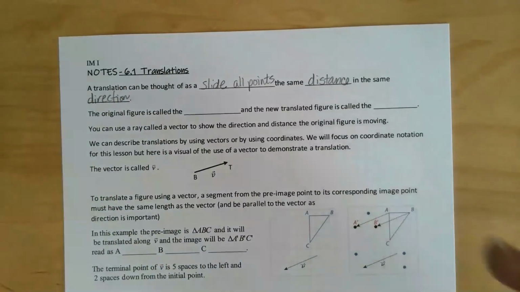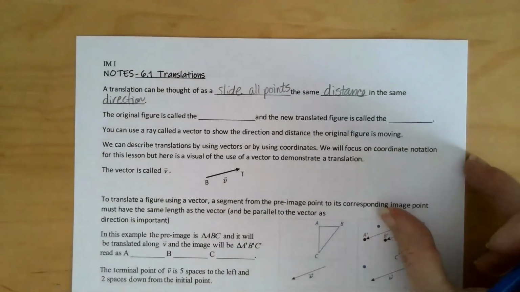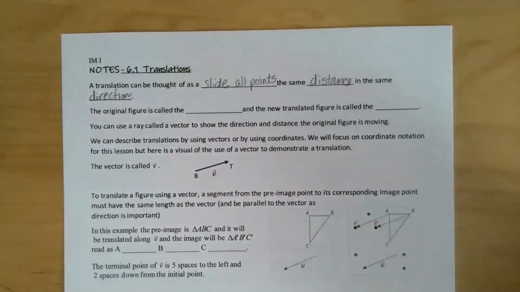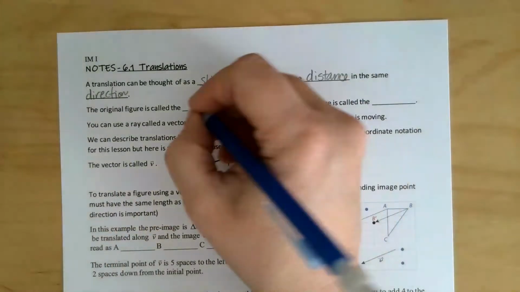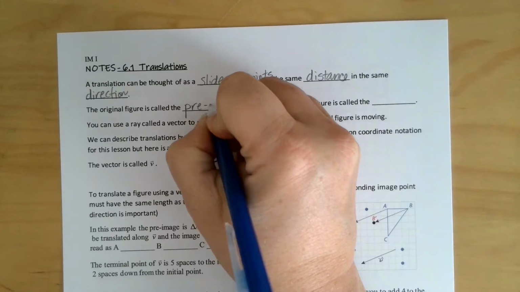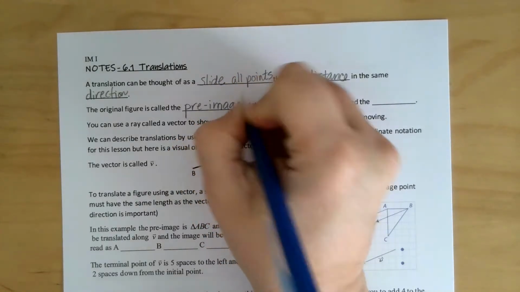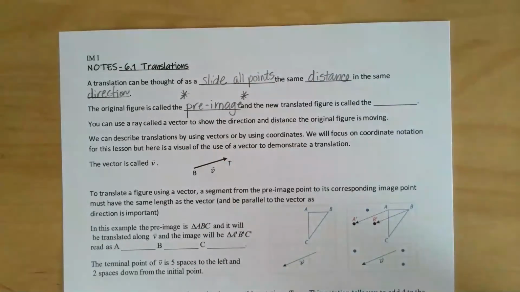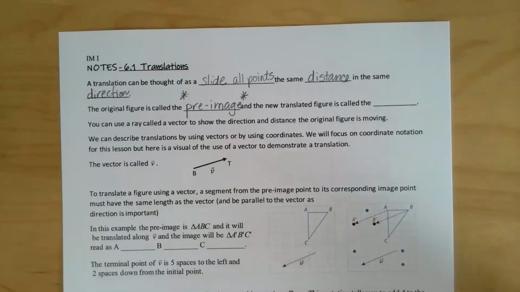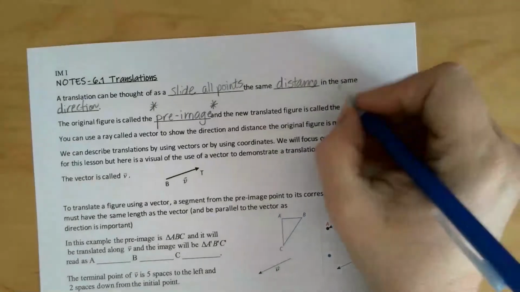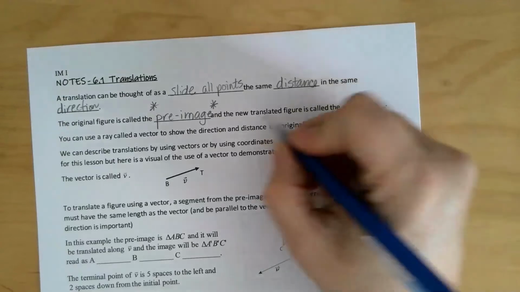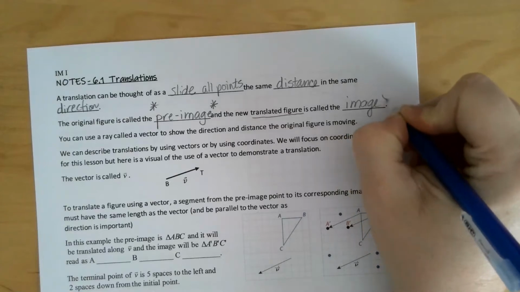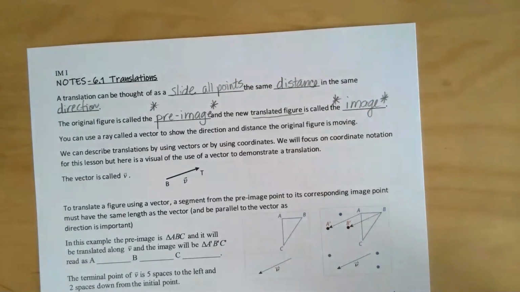It's literally taking something and just sliding it to the left, sliding it to the right, sliding it up, or sliding it down. Okay. The original figure is called the pre-image, and that's a word you're going to need to know simply because it's going to be in instructions, and you're going to need to know what it's referring to. And then the translated figure, the one after you have moved it, is called the image. Once again, you're going to need to know that word.